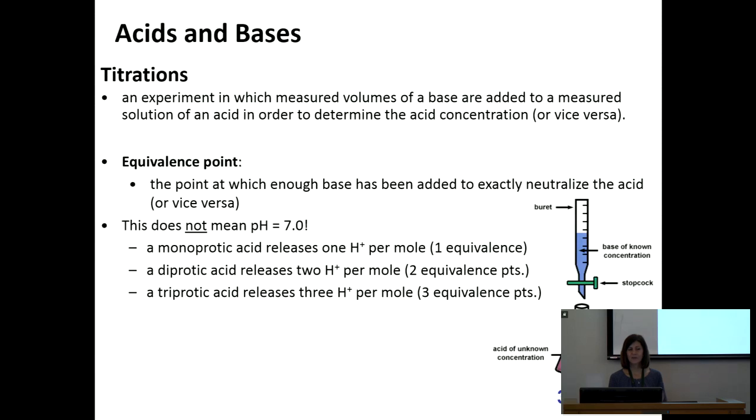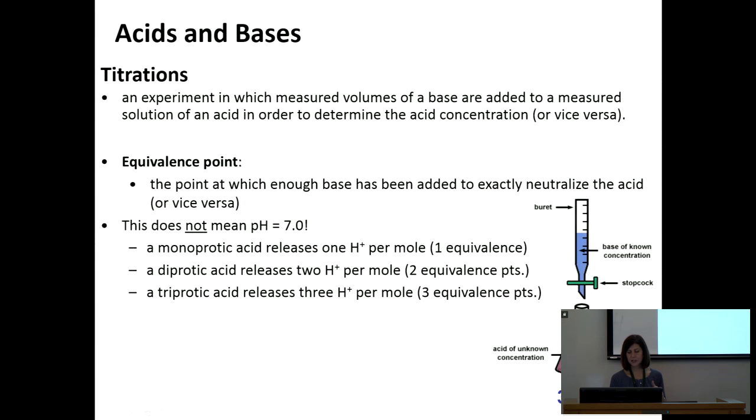If you have a weak acid here, and we neutralize all of it, we're going to end up with the conjugate base in solution. So our solution will then be basic at the equivalence point. I'm not going to ask questions like that, but I want you to recognize that it does not mean pH 7. And also, you have to look at the nature of the acid.